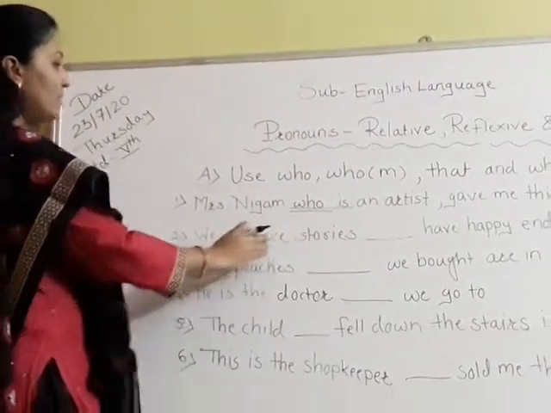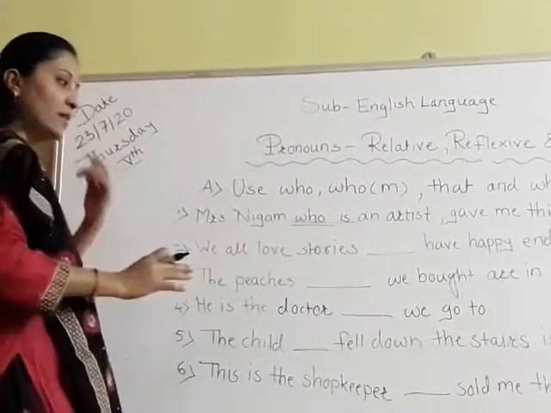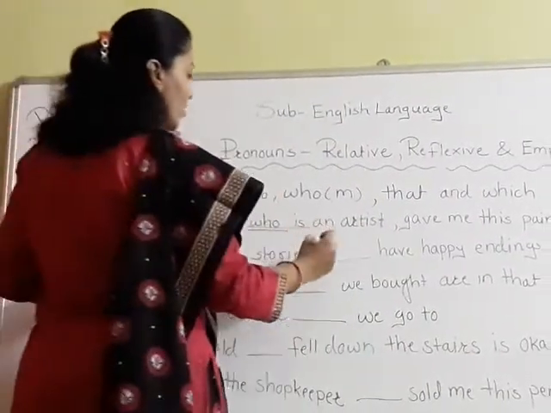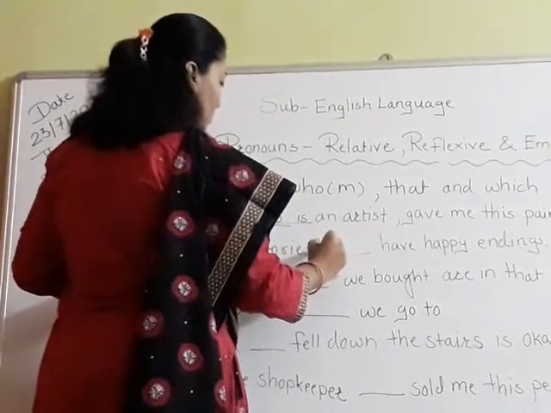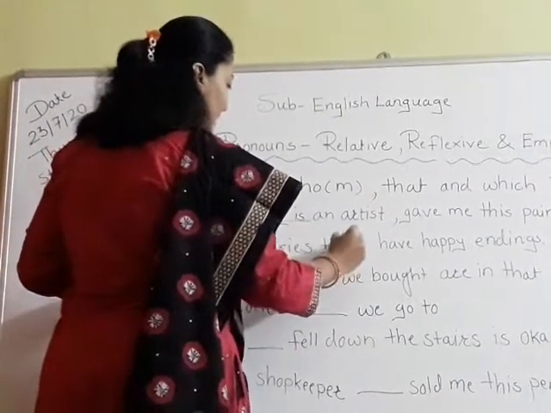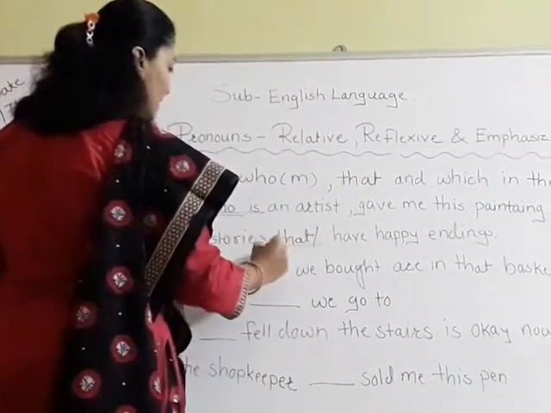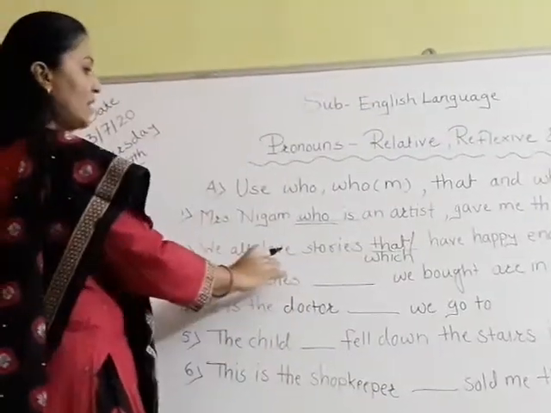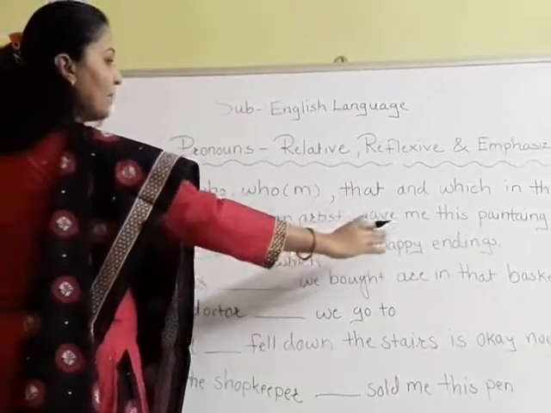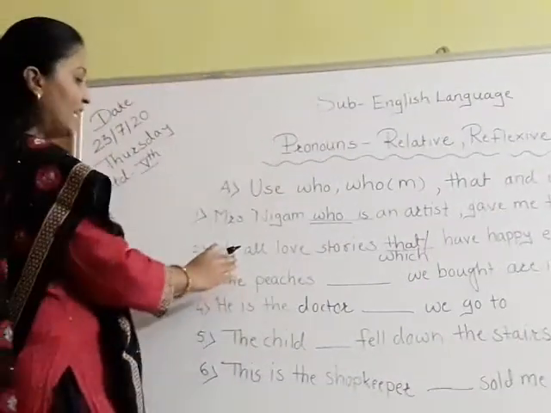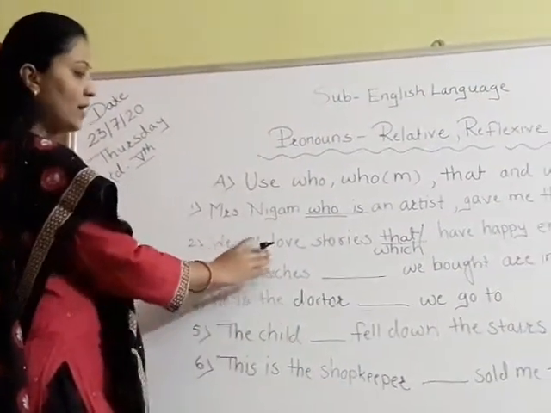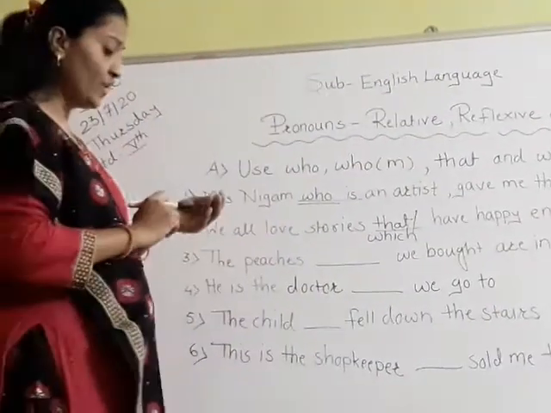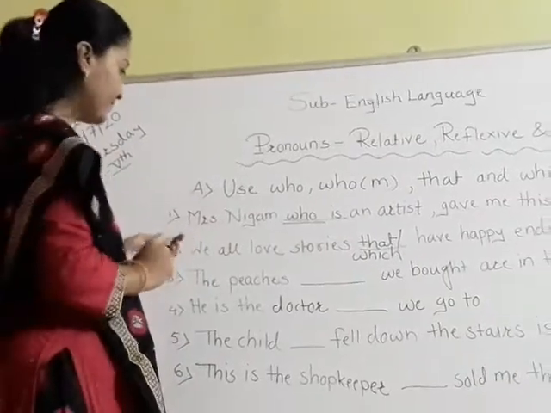We all love stories. Stories, things or animals. We use that or which. So we can use here that also, and we can use here which also. We all love stories that have happy endings. Okay? Or we can say like this, we all love stories which have happy endings. So both the sentences are correct.